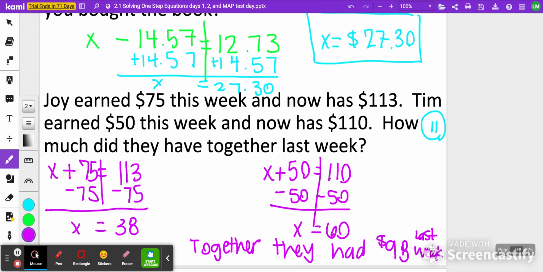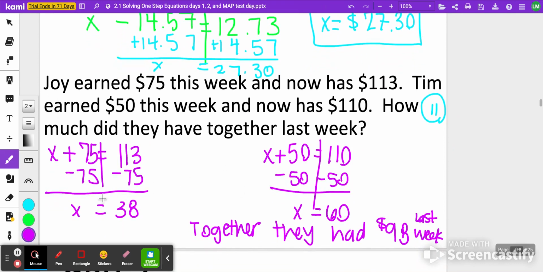Okay, that'll conclude our video today on lesson 2.1, day 1, how to solve equations using addition and subtraction. Tune in next time where we'll learn how to solve one-step equations using multiplying and dividing.